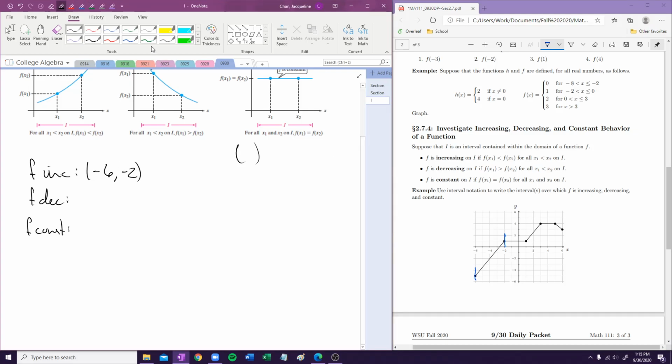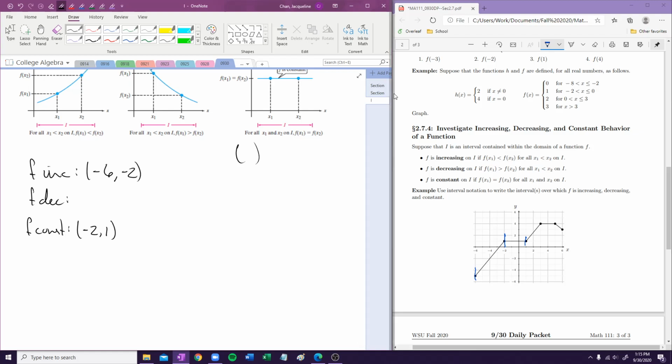Okay, I'm going to look at the next interval. The next interval is right here. It's at -2 and 1. And as you can see, it's flat, it's constant. Okay, so this is right here, so it's going to be -2, 1.